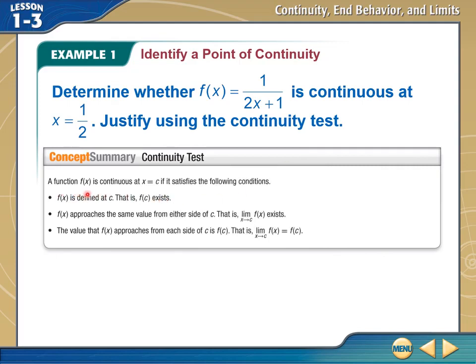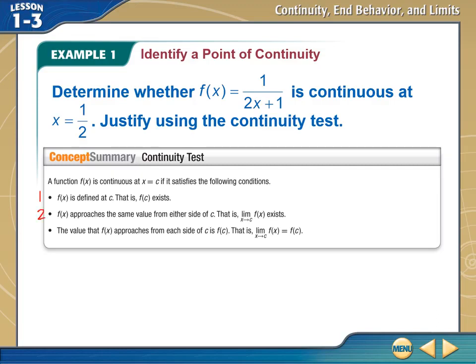Here is the continuity test. It says a function f of x is continuous at x equals c. What is c? The number that they're giving you for x. Here it's a half. If it satisfies the following conditions, I have 3 conditions that you have to consider that are very important. Number 1, f of x is defined at c. What do they mean by that? They mean if I substitute this x in the function, the function exists, or I don't get an error on the calculator or an undefined function. So the first thing, it has to be defined at whatever the x that they gave you.